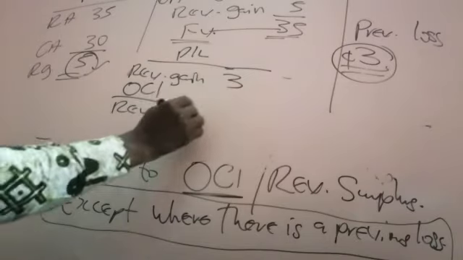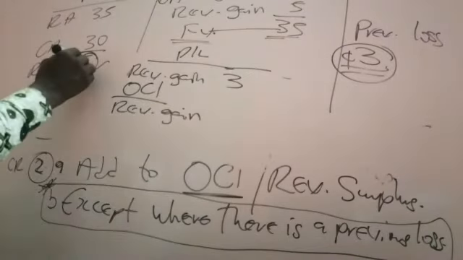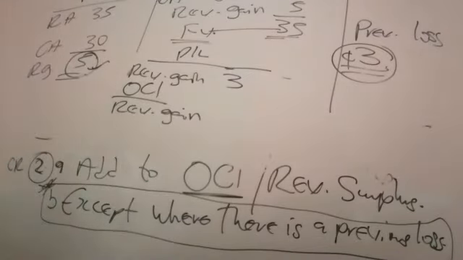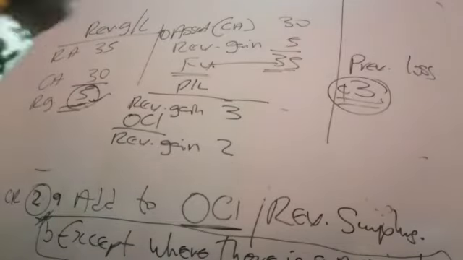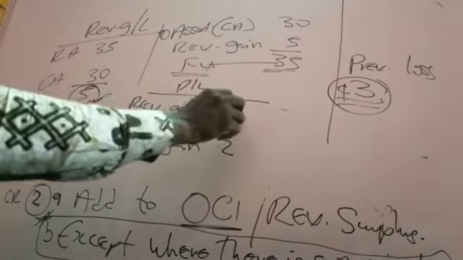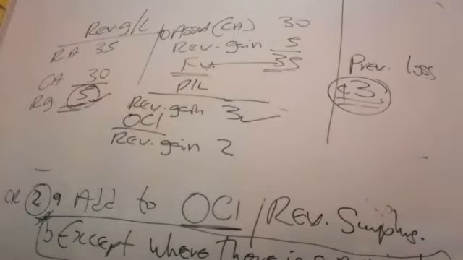So gain of what? The gain was 5. Now we've exhausted 3, so we are left with 2. So I record the remaining 2 here. Then we are done. So that's the exception to the general rule. If the gain is 5, and we've had a loss previously, that loss must be cleared before any gain enters the OCI.